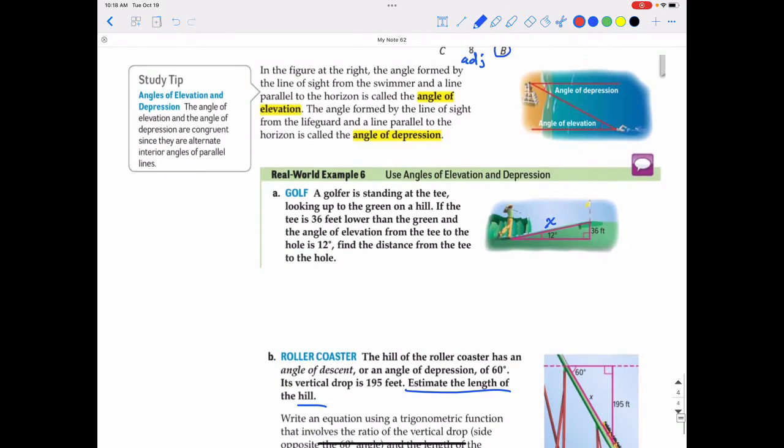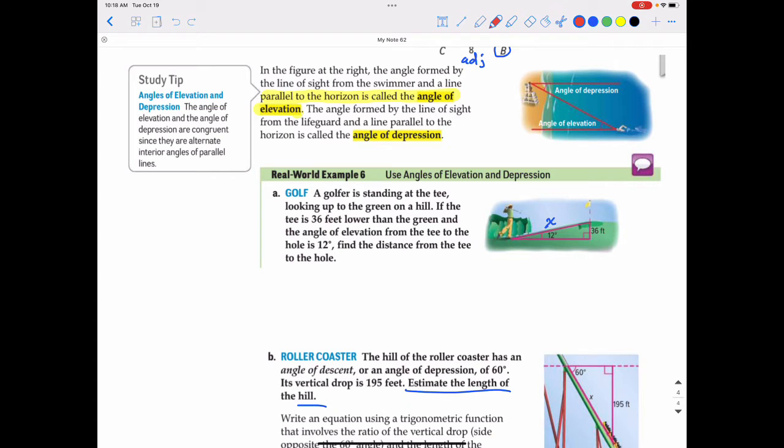Finally, we have the concept of angle of elevation and angle of depression. If you are looking from the ground up, that is referred to as an angle of elevation. So over here in the picture, notice that we have a swimmer, and if the swimmer were to look up to the top of this lifeguard tower, the angle of elevation is this measurement right here. From the water, where his face is, looking up is the angle of elevation.